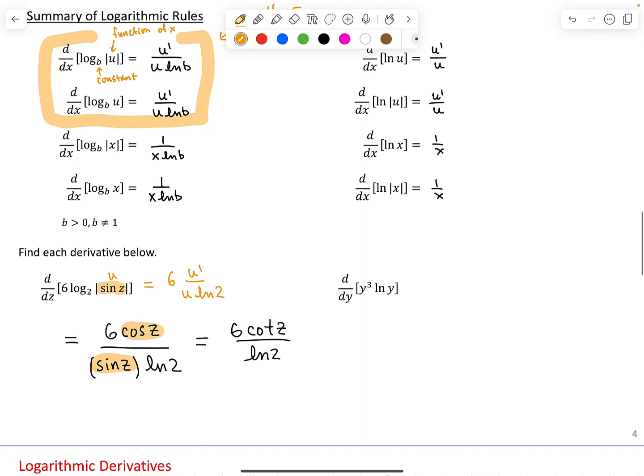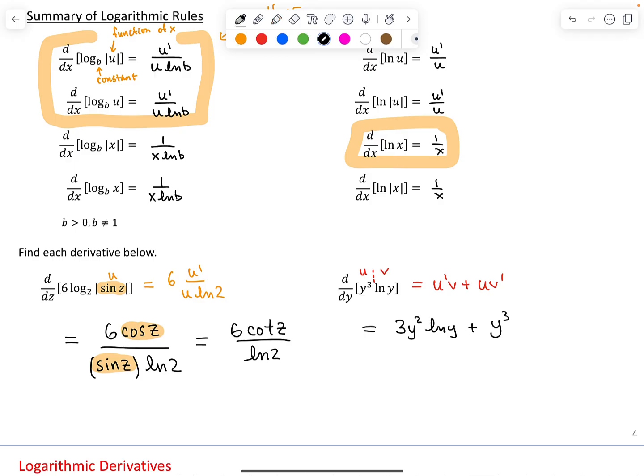Okay, in the second example, y is the independent variable. Furthermore, I see a product of 2 functions. So I will need to employ the product rule, which is u prime v plus uv prime. Thinking of y as the independent variable, the derivative of y cubed would be just 3y squared. Right? I don't need a y prime here, because y is the independent variable, so y prime would just be 1, times my v, which is natural log of y, plus u, y cubed, times the derivative of natural log of y. So I get to use this formula here, where y is the independent variable.